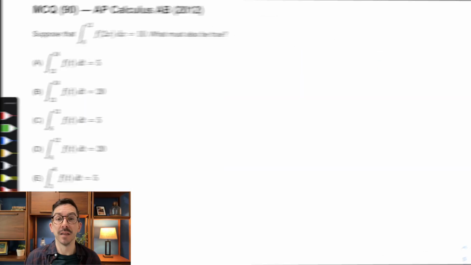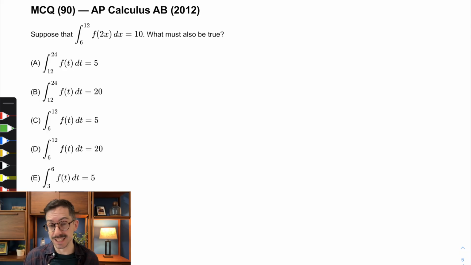Good job. Let's talk about this next problem, number 90, because for it, your calculator is going to be no use, because looking at it, what would you even type in? You're given an abstract integral being equal to 10, and you're being asked, what else must be true? Well, I don't know anything about f. I can't work with f. You haven't told me anything except this definite integral. So we need to scratch our heads and think about what is going on here.